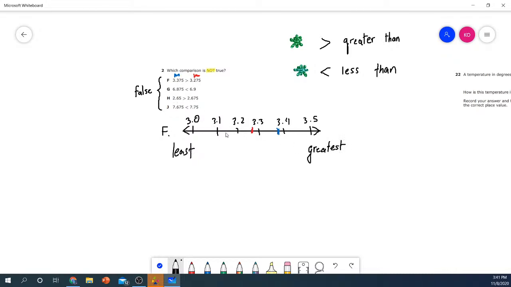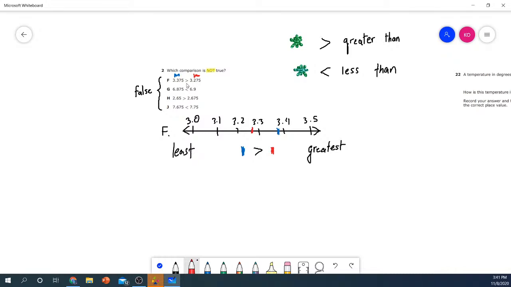And we see that red is less, since it's on the left side, it's less than blue, which is on the right side. And if we look back, in other terms, blue is greater than red. So blue is greater than red. Now let's look back at our answer choice.